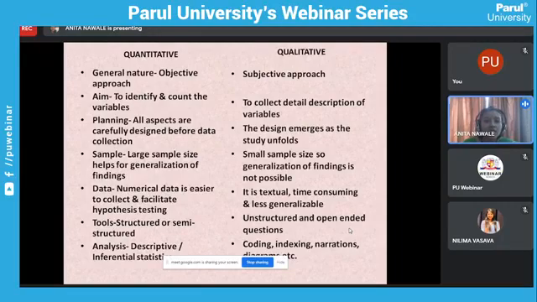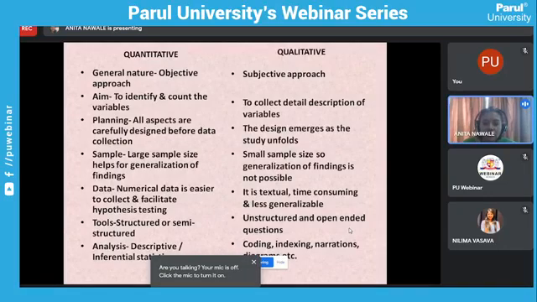In quantitative, sample size is always large and we try to generalize the findings. Whereas in qualitative, we have a smaller sample size and we cannot generalize the findings. Then numerical data is easier to collect and facilitates hypothesis testing in quantitative research design. Whereas in qualitative, it will be in textual form, time consuming and less generalizable. Textual form in the sense, it will be in the form of narration, and you need to use different ways of analyzing it.